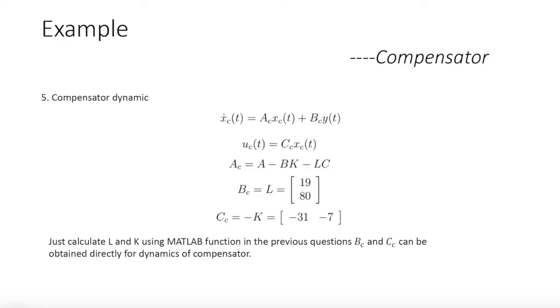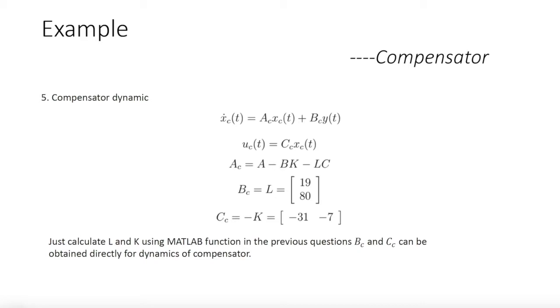For the compensator, after designing the K and L, the compensator dynamics, as you know, are xc dot equals Ac xc of t plus Bc y of t, and uc equals Cc multiplied by xc of t. Here Ac is A minus BK minus LC, Bc is the L matrix, which is 19 and 80, and Cc equals negative K.